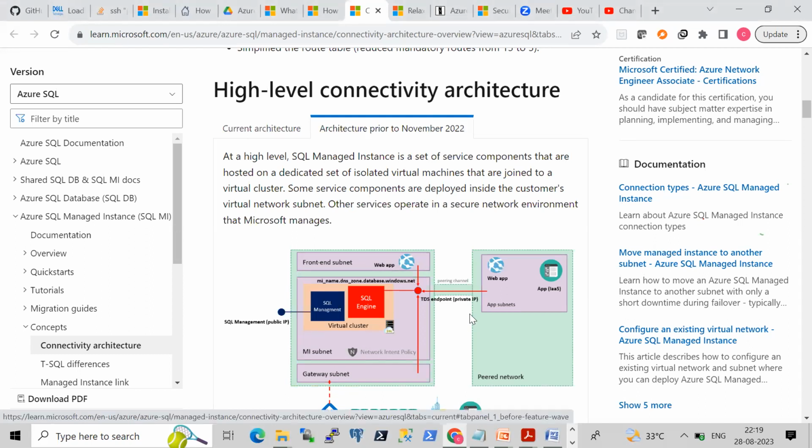So it means MI has gone through some changes, and as a DBA, I should know what the changes are that happened with MI and what benefits I can make use of with the recent changes. So that is my main focus.